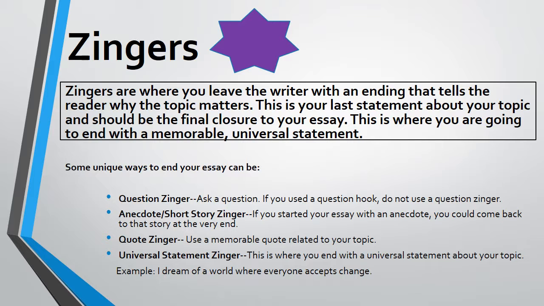The second type of hook is an anecdote or short story zinger. If you started your essay with an anecdote, you could come back to that story at the very end. Third type is a quote zinger. You could use a memorable quote. If you used a quote hook, you may not want to use a quote zinger. And finally, a universal statement zinger. This is where you end with a universal statement about your topic. For example, I dream of a world where everyone accepts change.